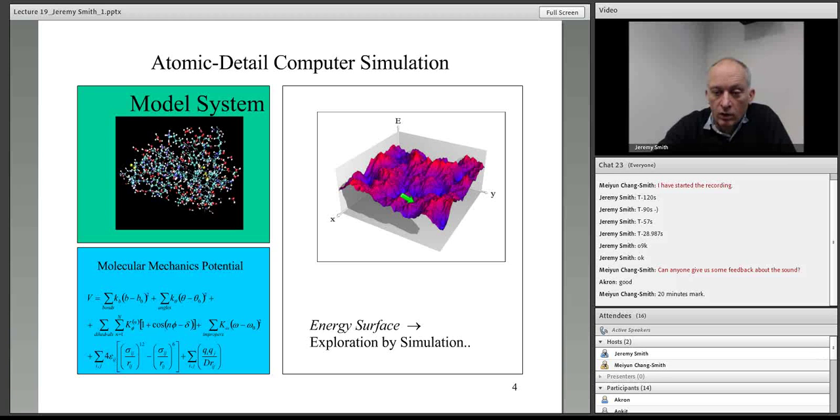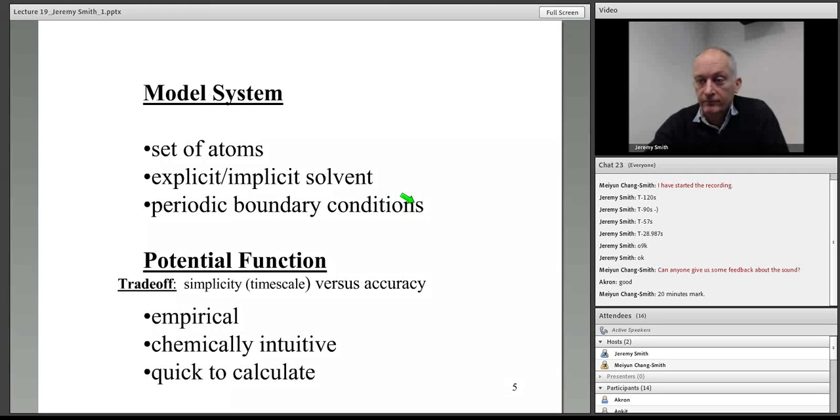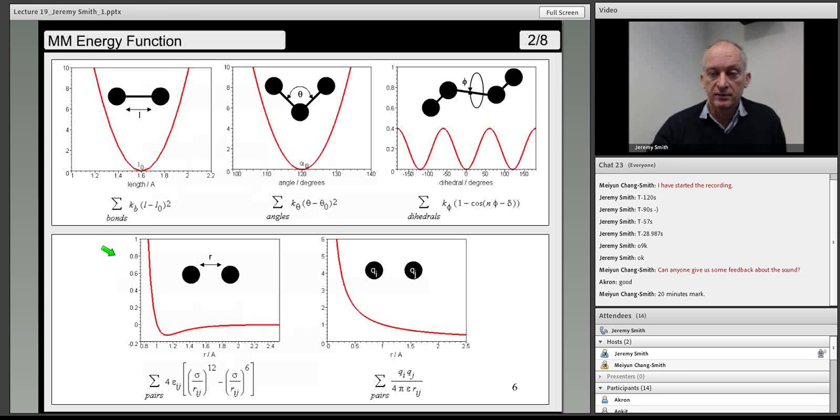Averaging over what we do allows us to appreciate the neutron scattering from the system. So, this describes what we need to do a computer simulation of atomic dynamics: a set of atoms, solvent explicitly or implicitly represented, some kind of boundary conditions. I won't go into these details because time is already our enemy. And this allows us then to run a simulation.